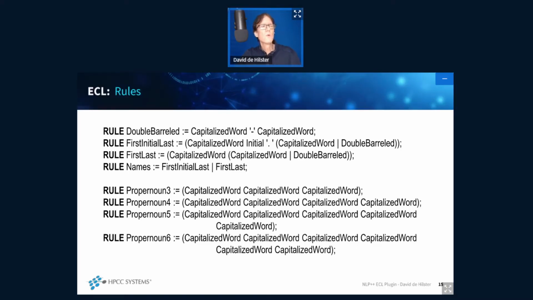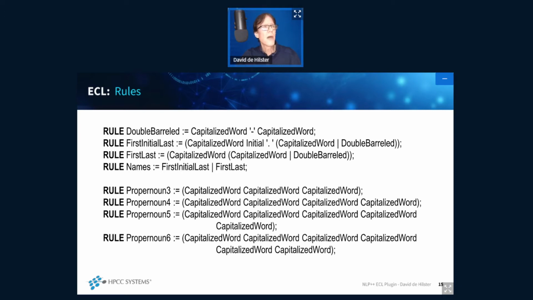And then you can write rules. Again, this is all in ECL today. You can do this and run this. And you can see here a person was writing rules for first initial, last name, first name, names, and then the bigger proper nouns where they have 3, 4, 5, and 6 capitalized words together.